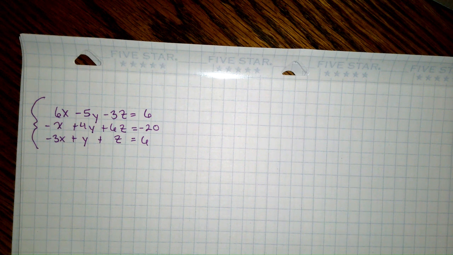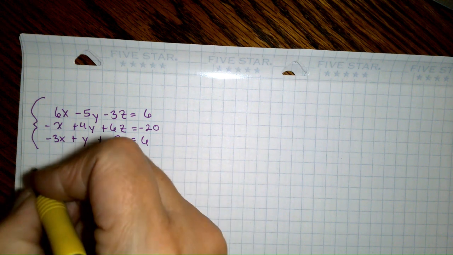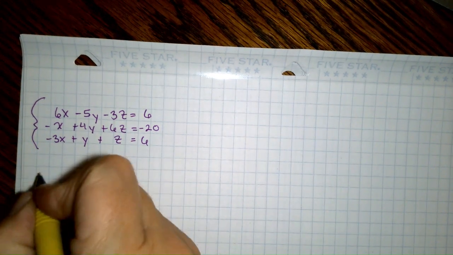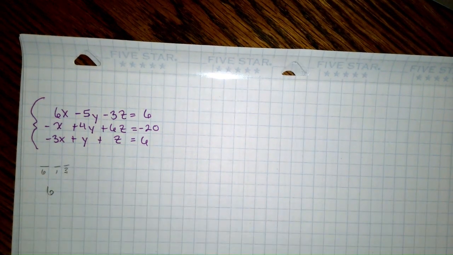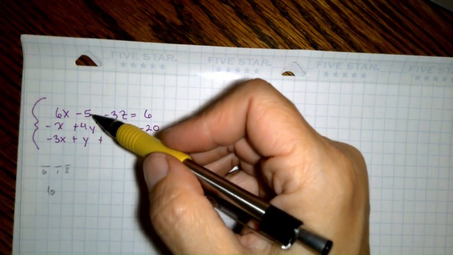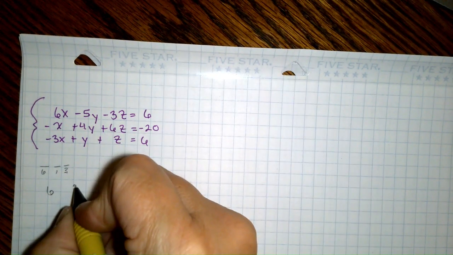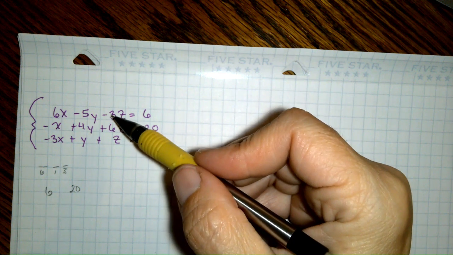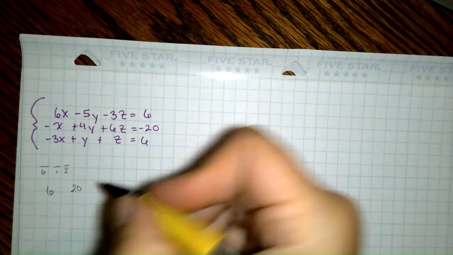For our next example, we have a smorgasbord of coefficients. So we really can choose which one we want to target. If we're going to target x, 6, 1, and 3 would have a least common multiple, or if they were denominators, a common denominator, like think over 6, over 1, and over 3, a least common denominator of 6, technically least common multiple. Your coefficients for y, negative 5, 4, and 1 would have a least common multiple of 20. And your least common multiple for your coefficients of z for 3, 6, and 1, again, would be 6.